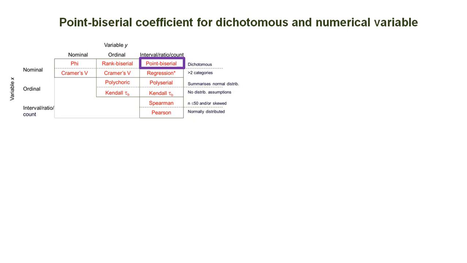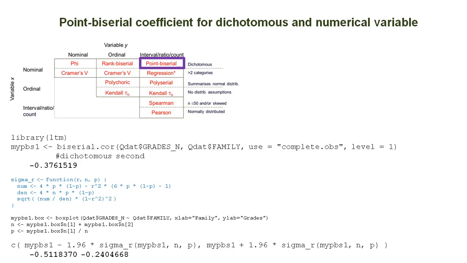The point biserial coefficient calculates the level of association between a dichotomous nominal variable and a numerical variable. In this case, the dichotomous variable is family and the numerical variable is grades n. The result is a negative association of minus 0.38. For positive associations, the reference group of the dichotomous variable tends to be larger than the other group, and vice versa for negative associations. The coding of the family variable is manual equals 1 and professional equals 2. So family manual is the reference group.